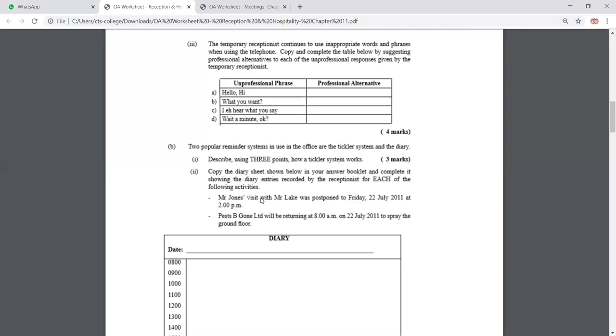Miss, I don't have page 153. I'm on chapter 7. This is reception and my page number is different from yours. Go to the reception and hospitality chapter. That will be chapter 11. Go down to chapter 11. You will see reception and hospitality. When you get to that chapter and you go down to the second to last page, you'll see a heading called reminder systems. Go down to reminder systems and you'll see the answers there. Tickler system. Okay, Miss, on your page. Yeah, you found it. Okay, so my page number here is 153. Mine too.